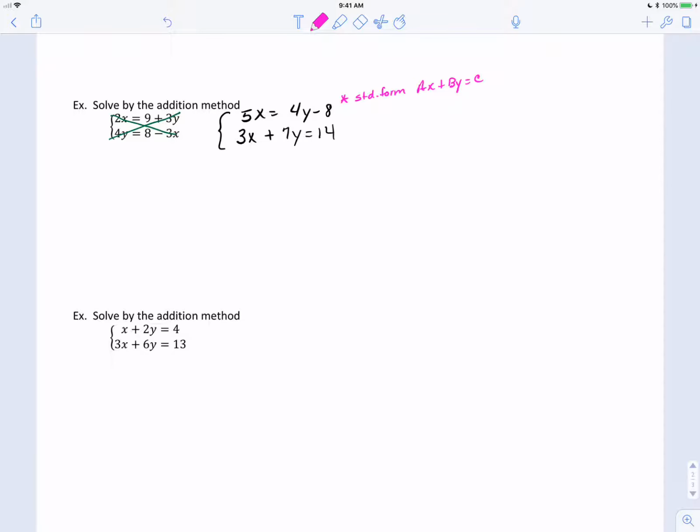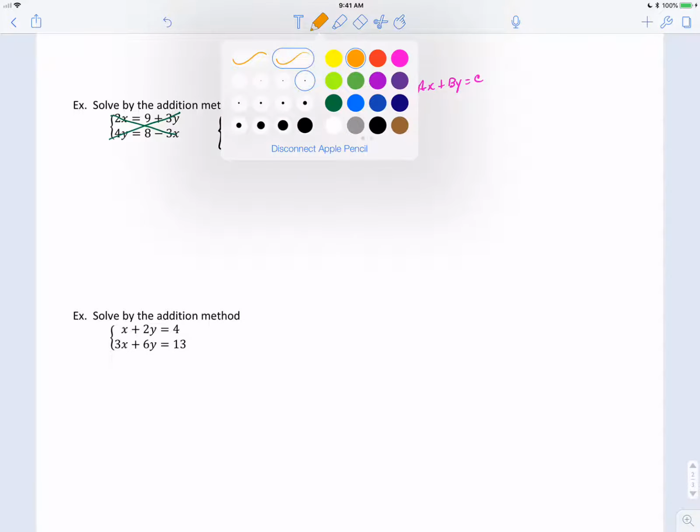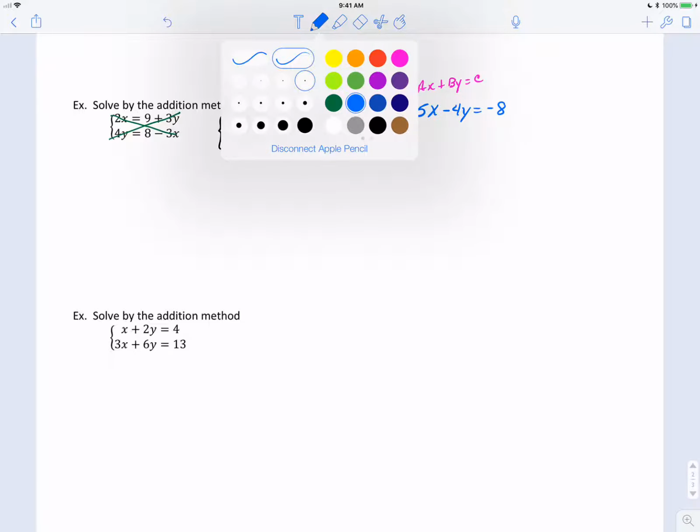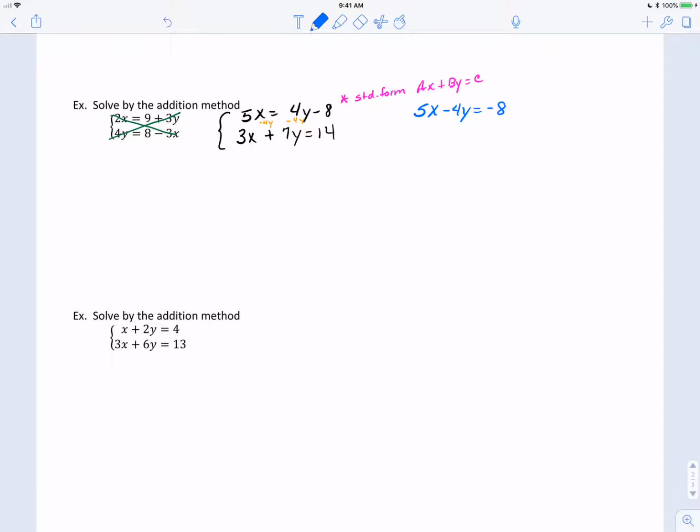So all we're really going to do here is take this 4y and move it over to the other side, okay? So that equation is going to be 5x minus 4y is equal to negative 8. And all we did was move that 4y over to put it in standard form. The second equation is going to be, I'll leave it the same, and then we'll figure out what to do now that they're lined up pretty.